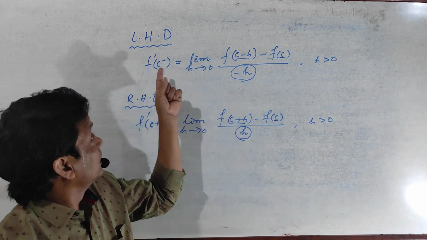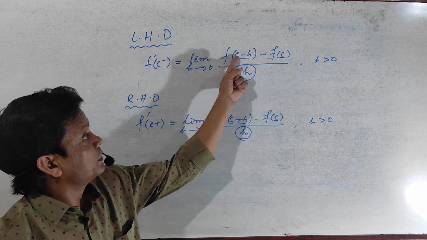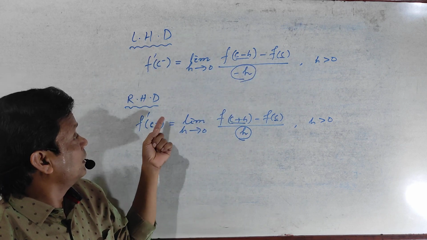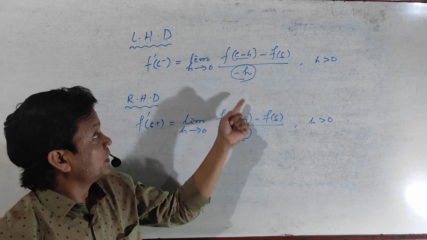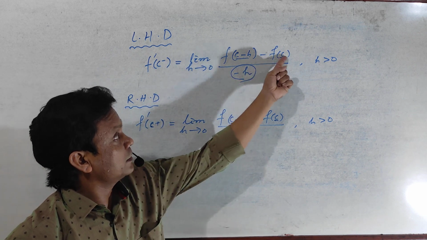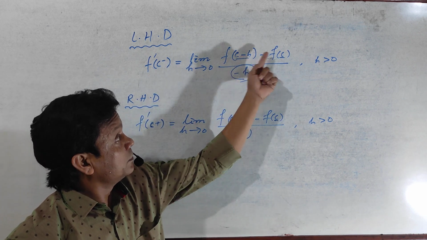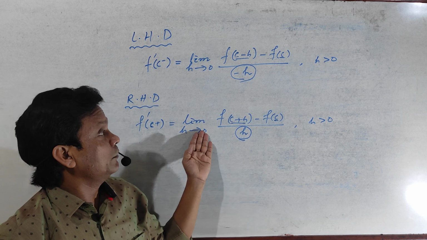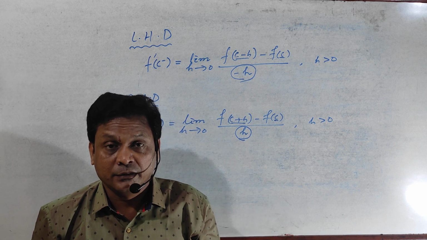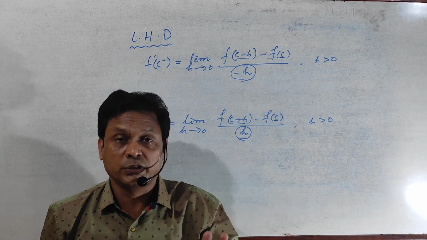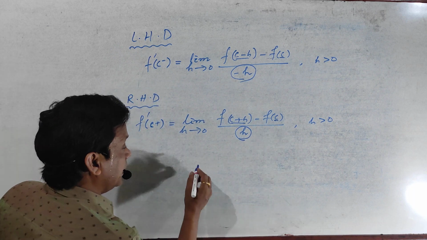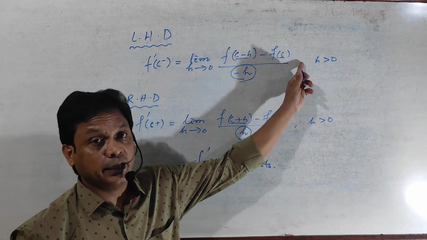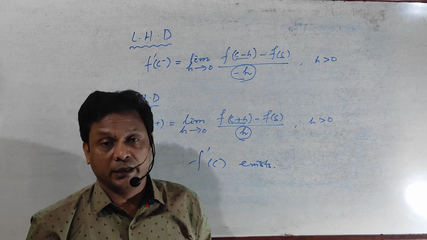Clear? See here, f dash c minus is the limit as h tends to 0 of f of c minus h minus f of c divided by minus h. This is the left hand derivative. And the right hand derivative is simply the limit as h tends to 0 of f of c plus h minus f of c divided by h. Here this minus this is h. And if the left hand derivative and right hand derivative are both the same, then the derivative of the function at x is equal to c exists. That means f dash c exists. For example, this is n, this is n. So f dash c will be equal to n.